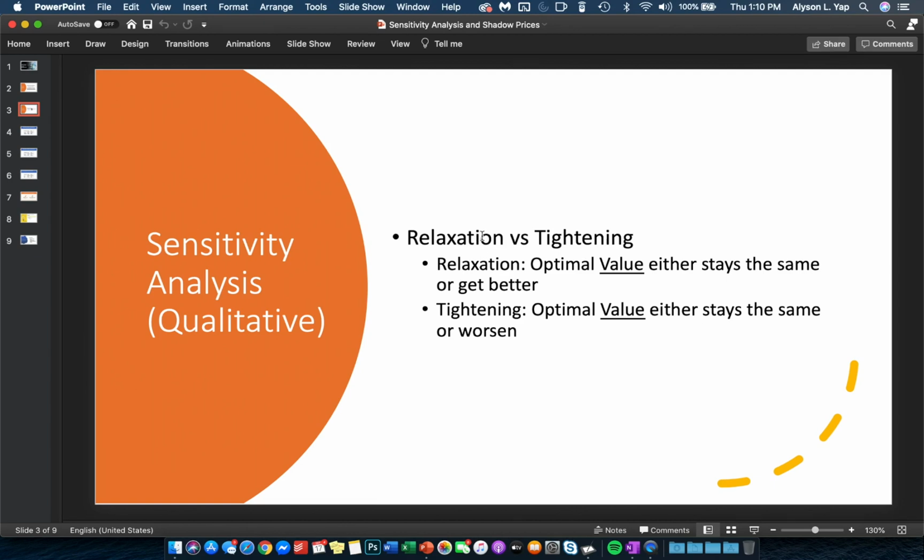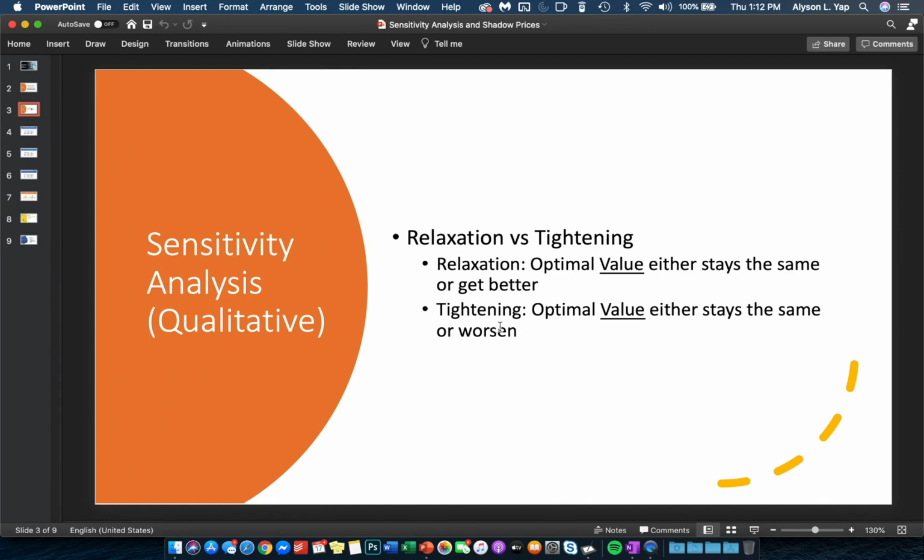Relaxation is the process of changing the linear programming model such that the result of this change will be either the optimal value staying the same or getting better. So a change in your linear programming model is a relaxing change if it results in your optimal value either staying the same, so nothing happened, or getting better. And getting better is relative because it depends on your objective. Getting better, if you have a maximization model, means that your z will go up, will increase. Getting better in a minimization model means that your z will go down or decrease.